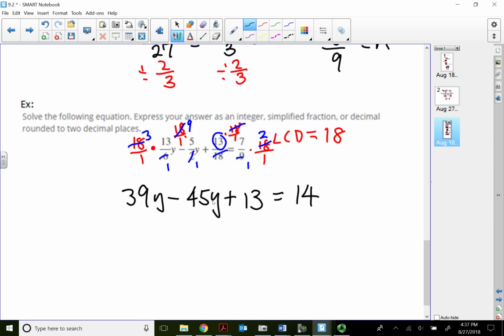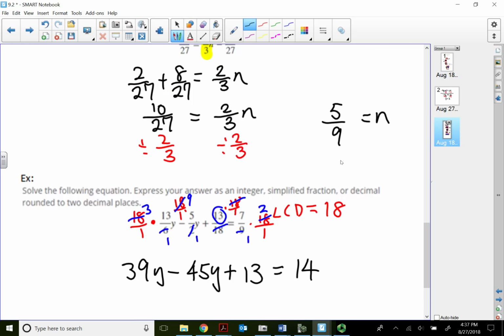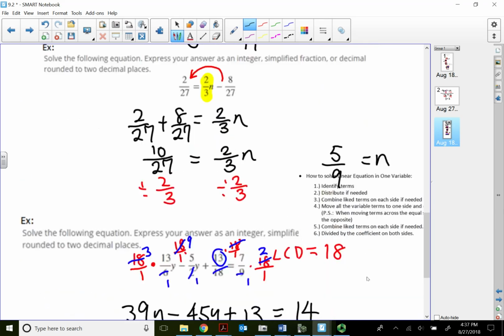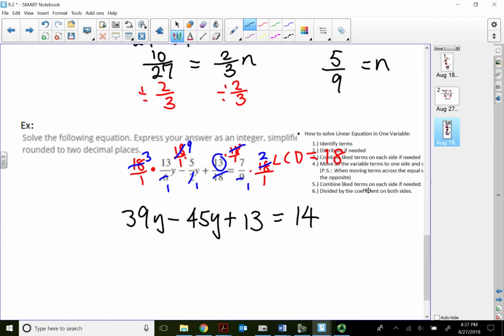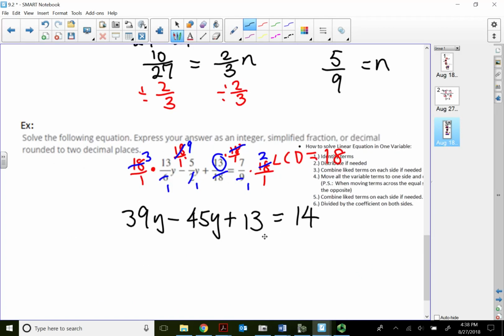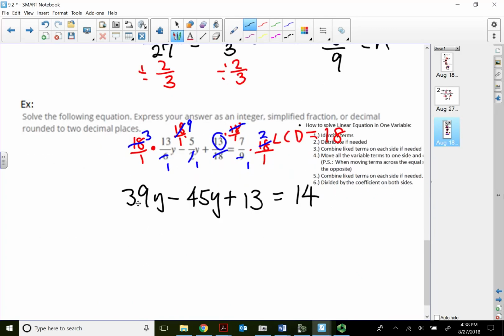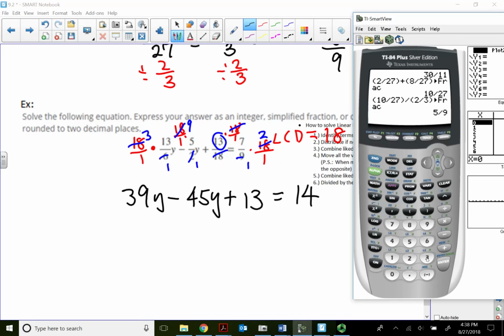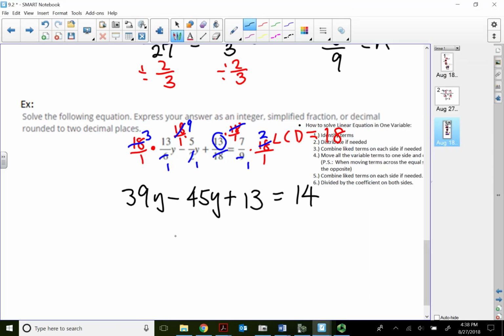So I still have 4 terms. None of my 4 terms has parentheses. So we can just go ahead and combine like terms on each side. Let me move this down a little bit. Okay. And then we can move terms. 39 minus 45. That's negative 6y. So now this is negative 6y. Left side still has positive 13 equals 14.